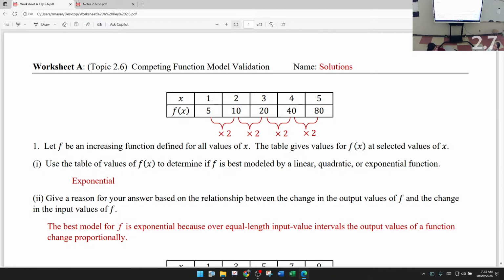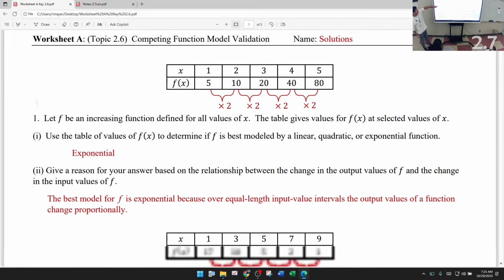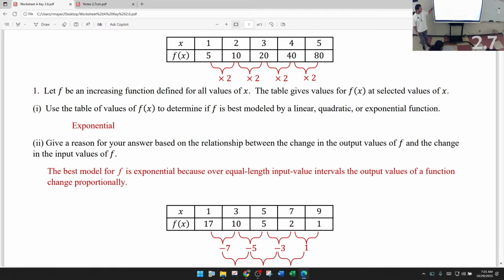Let's see how you did. Okay. So not too big of a lesson here. We decided this was exponential. If f is an increasing function of all table values, but use a table to determine if it's linear, quadratic, or exponential.